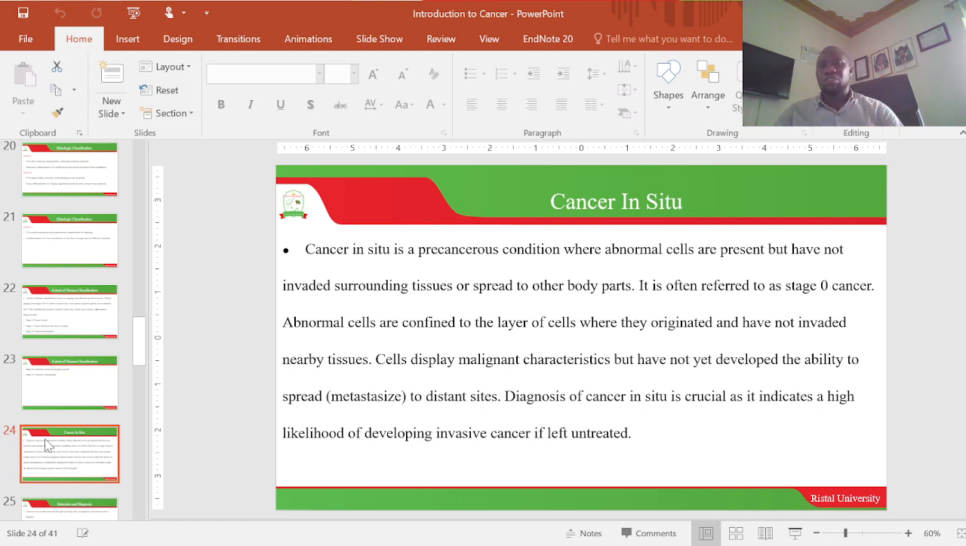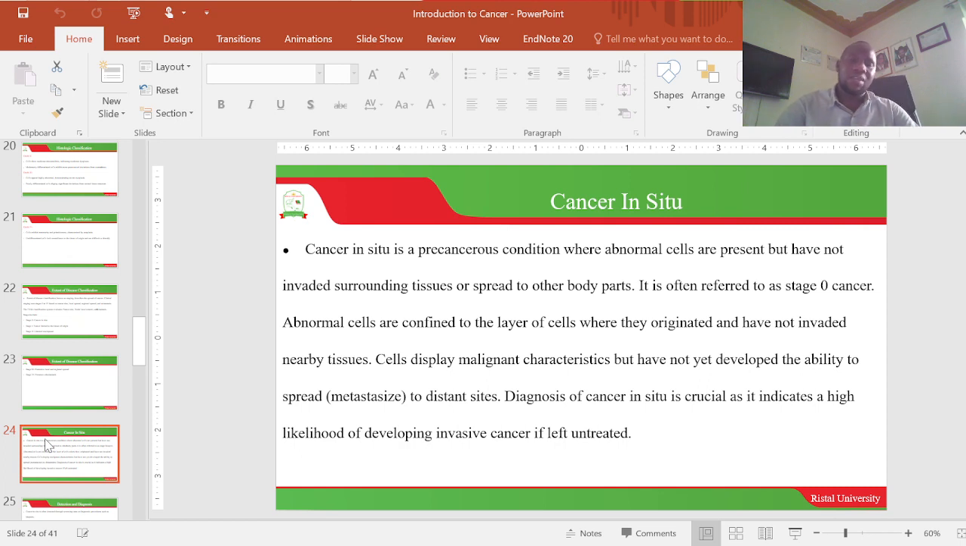So let's go deep into understanding what cancer in situ means, so that we have a very good understanding of that concept. Before the cells actually become extremely cancerous, we have a situation where they are precancerous. They are abnormal cells, and they have not started invading the nearby tissues or spreading to other areas. That is what we call cancer in situ. They are still in the part where they originated from, so they are confined in one place.